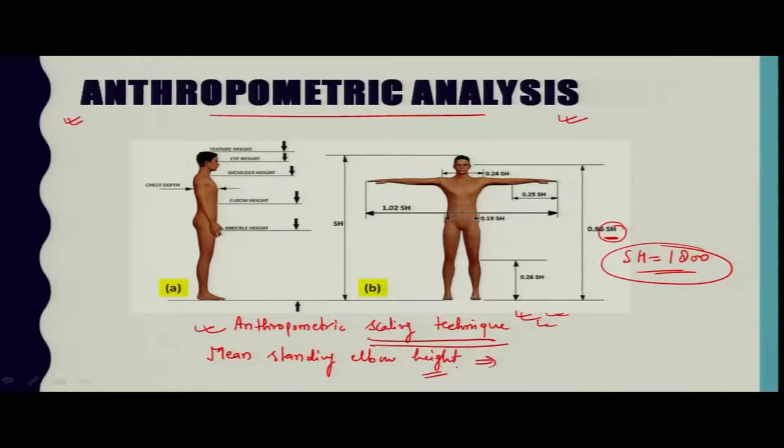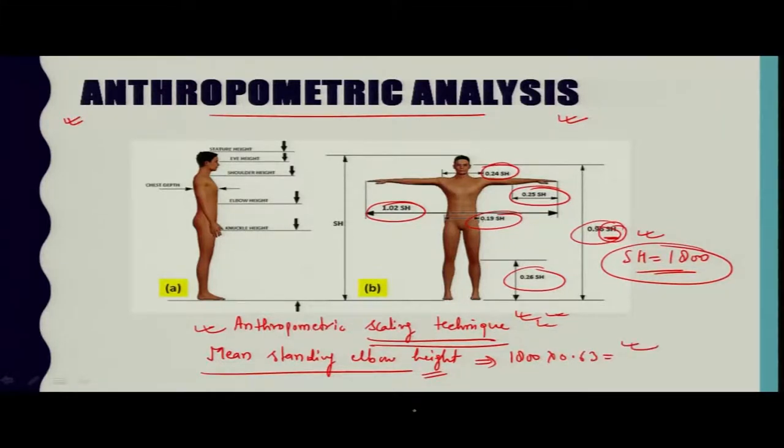So in that series, how will you calculate? This ratio is defined as a scaling law, so that you can take help, and with the help of this, mean standing height can be predicted with the help of total stature height. So here you can multiply with the factor and you will get the exact mean standing elbow height for a general person. This particular figure is showing the linear body dimension expressed as a percentage of stature.